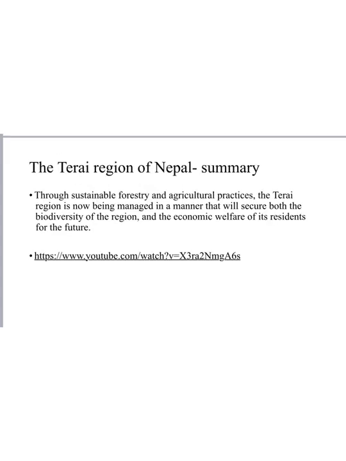So due to all these contributing factors, they now are using sustainable forestry and agricultural practices. The Terai region is now being managed in a manner that it will secure both the biodiversity of the region, which will save the animals and the wildlife and encourage the tourists, whilst also benefiting the economic welfare of its residents for the future. This is, again, all about these balances in your syllabus, and this is one of the key areas they talk about.